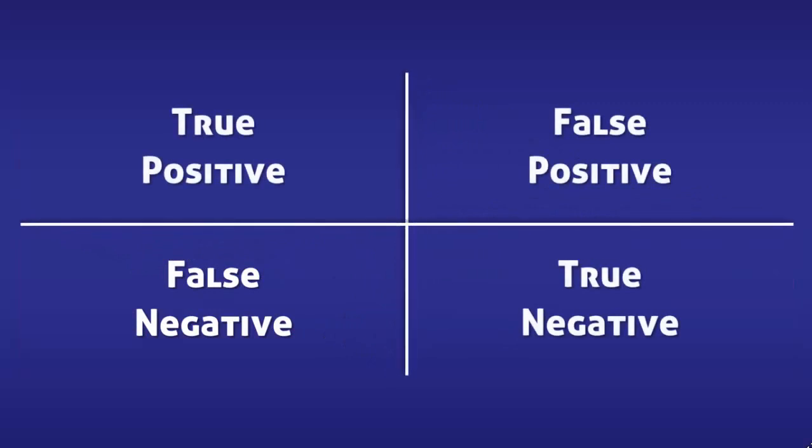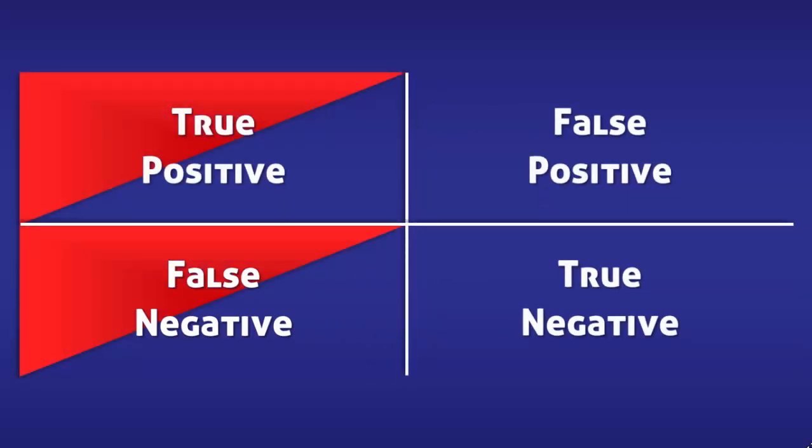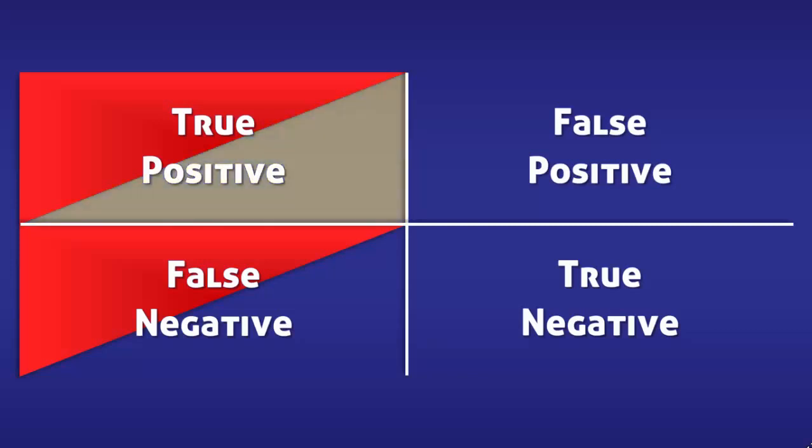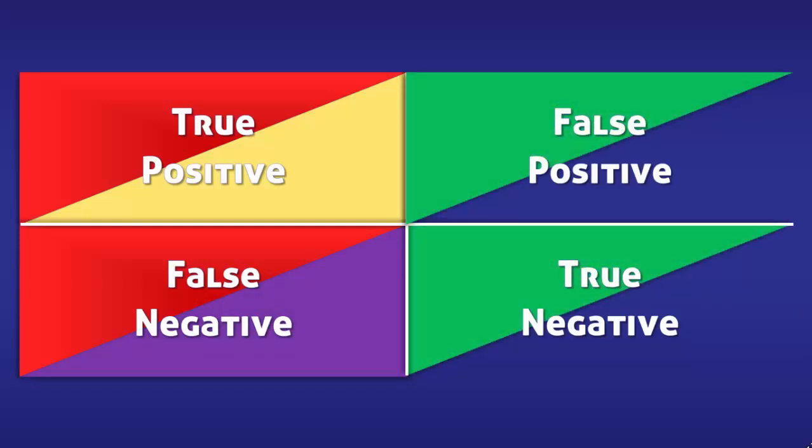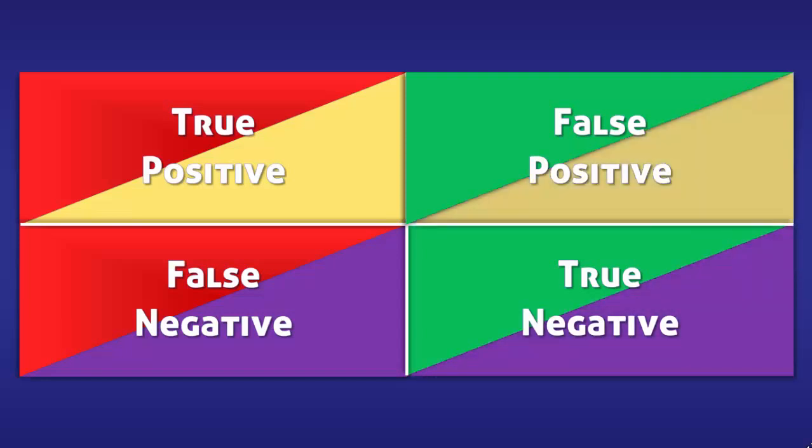So once more, both true positives and false negatives have the condition, but with the true positives, the condition is correctly identified, and with the false negatives, the condition is incorrectly excluded. But false positives and true negatives do not have the condition, but with the true negatives, the condition is correctly excluded, whereas with the false positives, the condition is incorrectly identified.